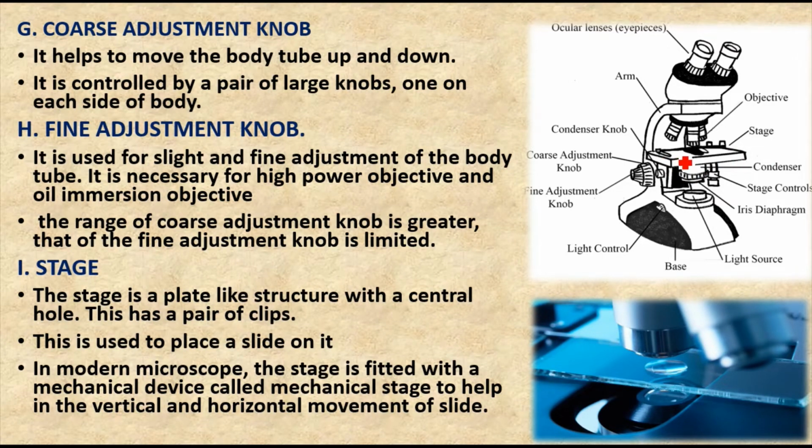Then moving to the stage, so obviously this is the stage. This is a plate-like structure with a central hole. You can see here the central hole, and it has a pair of clips which are useful to hold the slide on it. In a modern microscope, the stage is fitted with a mechanical device called a mechanical stage to help in the vertical and horizontal movements of a slide.